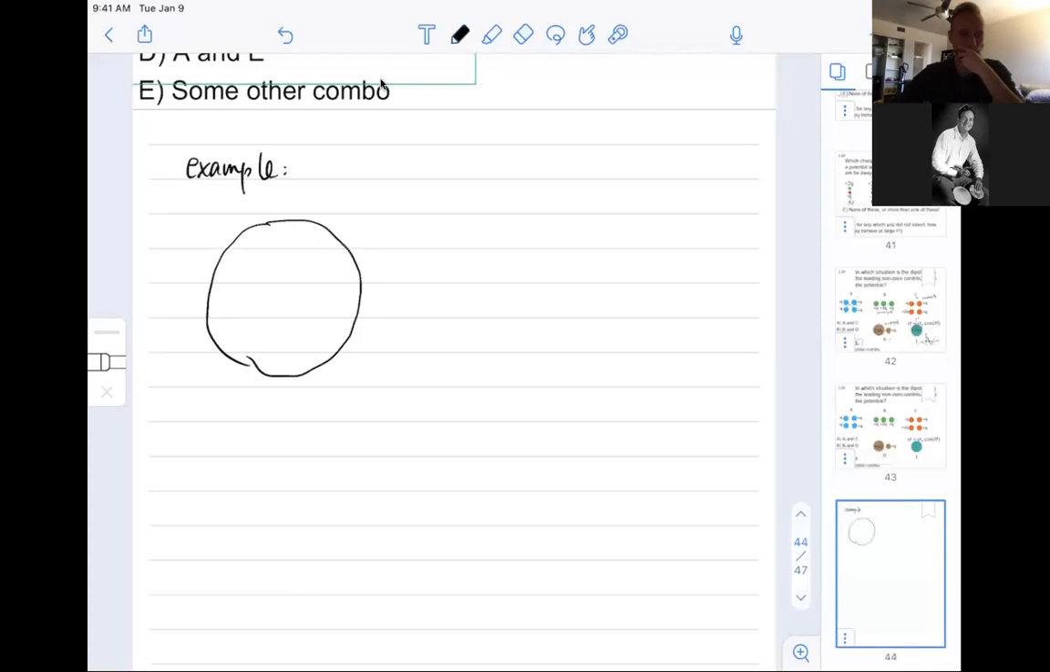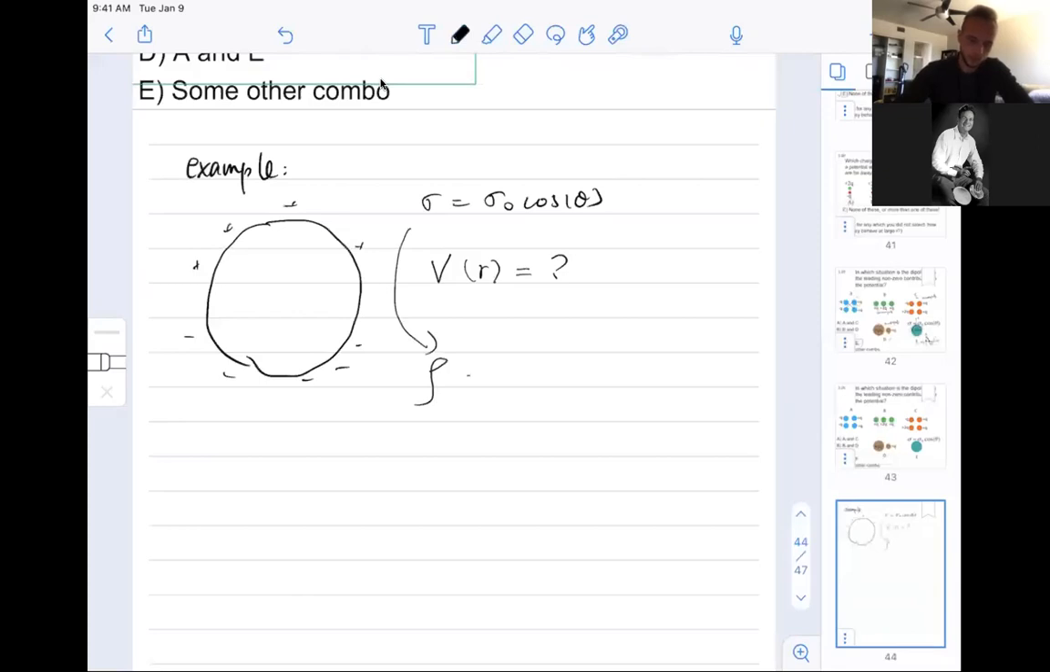Okay, so we're looking at this example. Positive on the top half, negative on the bottom half, and this is sigma naught cosine theta. I want to work out the potential using multipole expansion. Looking at our potential, you realize that it used volume density instead of surface density. So can we rewrite this using volume density? And if so, how do we write it?